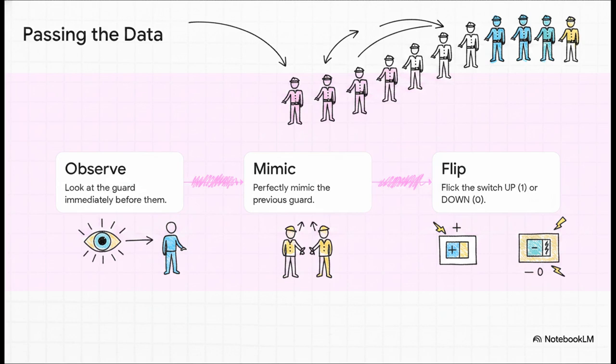So how does the information actually travel down this line? Well, it works kind of like a perfectly choreographed wave at a huge sports stadium. The whole process happens in 3 really rhythmic steps. Step 1, a guard looks directly at the person immediately before them in line. Step 2, the guard perfectly mimics whatever that previous person is doing. And Step 3, the guard flips their own switch to match. So if the guard ahead flips their switch up, our guard flips their switch up. If it's down, they flip it down. This rapid-fire chain reaction cascading all the way down the line of guards is the absolute foundation of what computer engineers call digital logic gates.